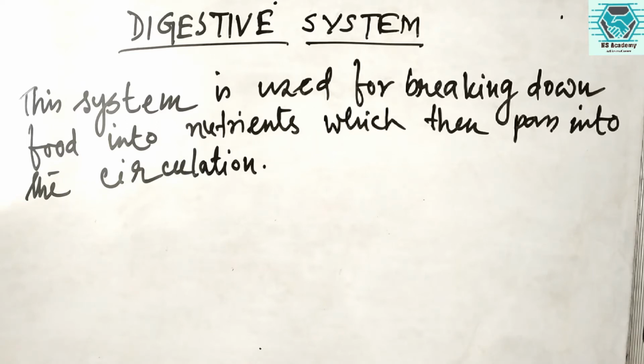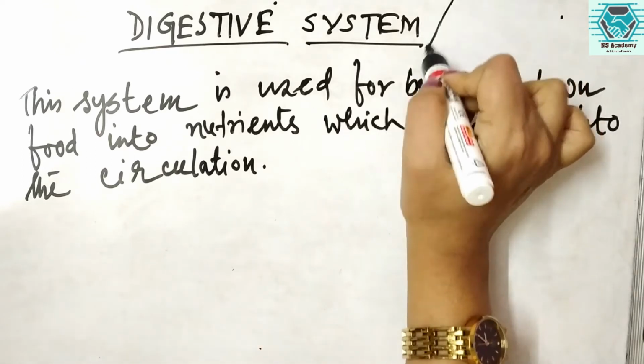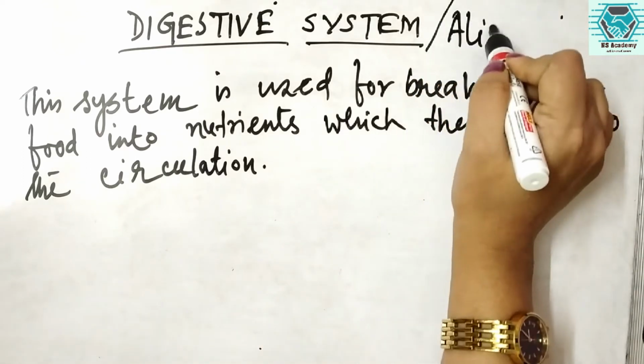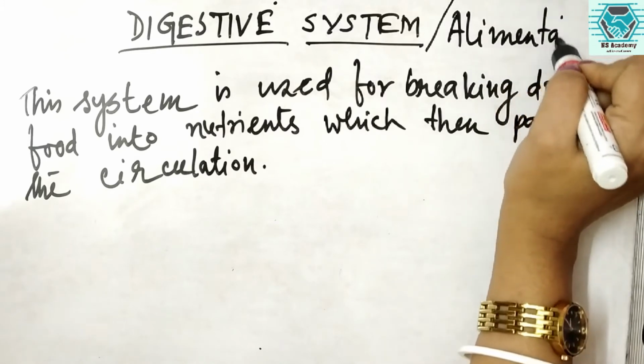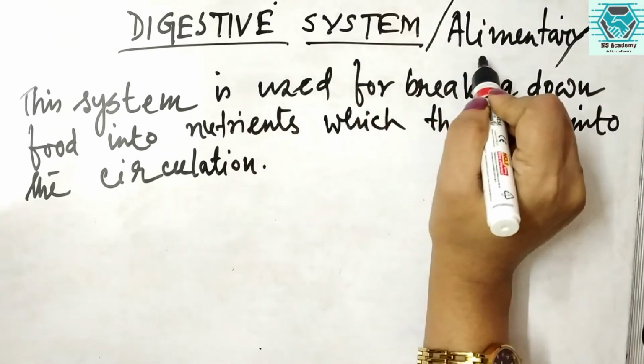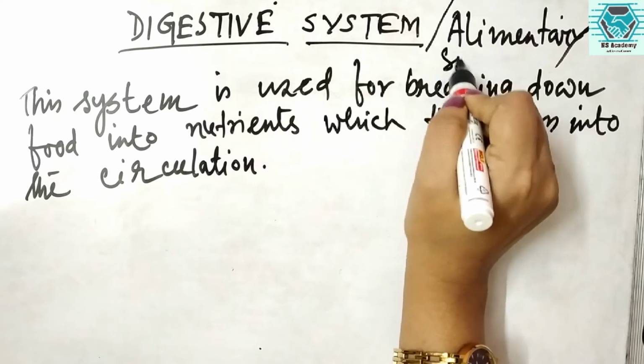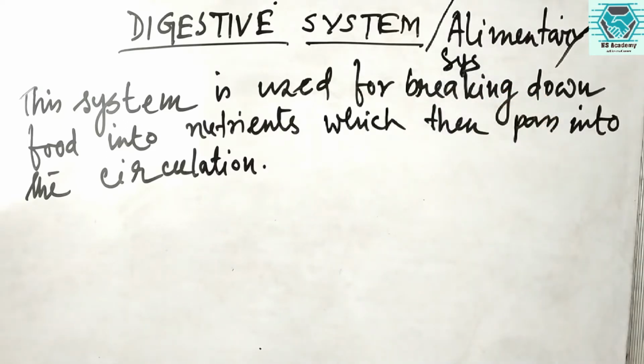Today our chapter is Digestive System. The digestive system is also known as alimentary system. This system is used for breaking down food into nutrients which then pass into the circulation.